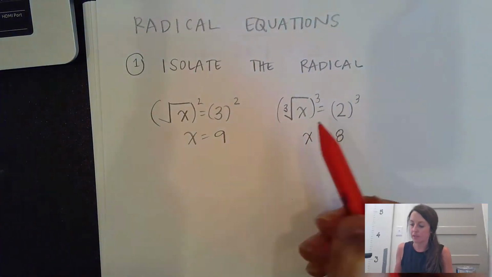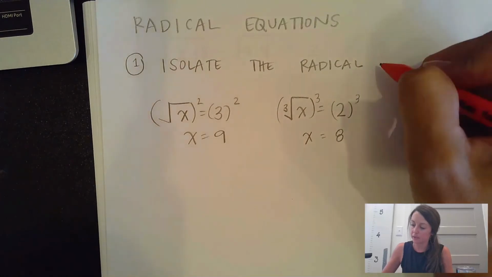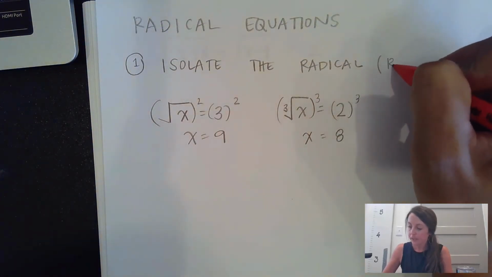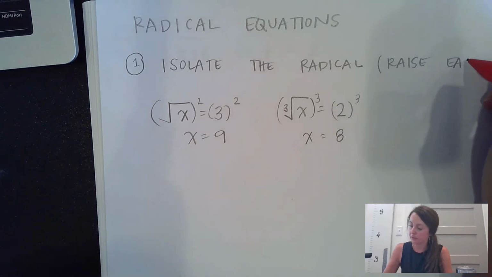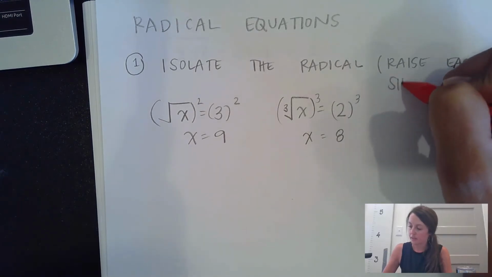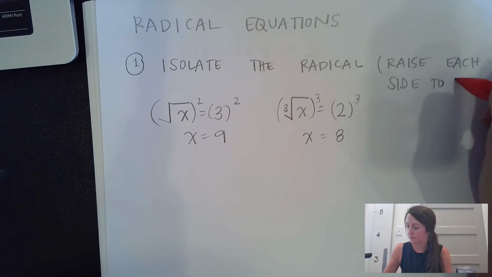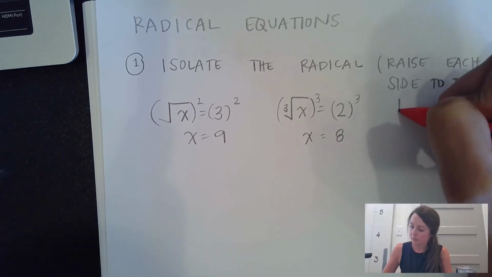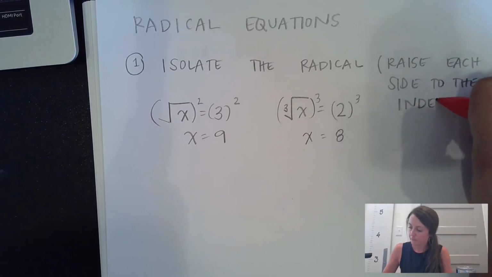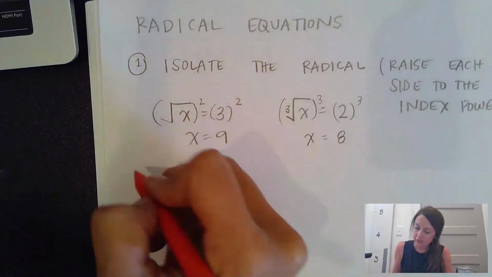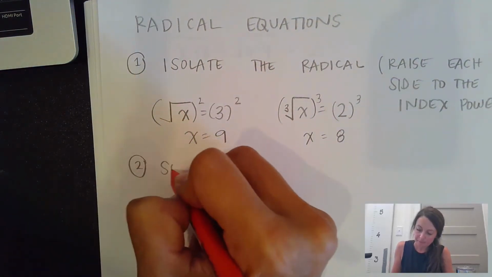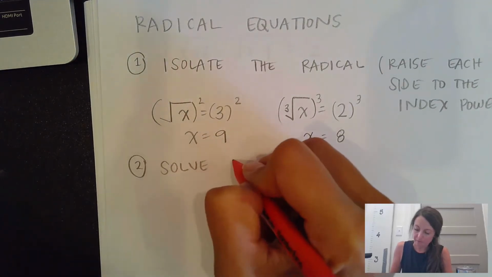So whatever this index is, once you isolate the radical, you will raise each side to the index power. Then you will solve for x and check your solution.